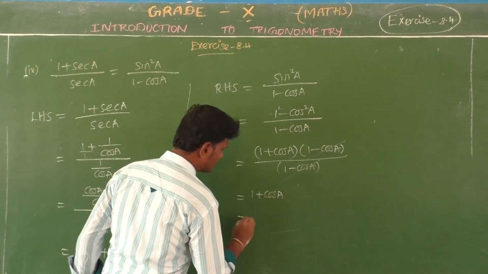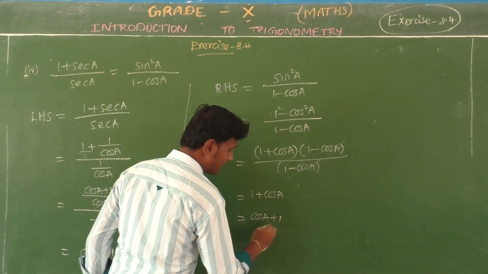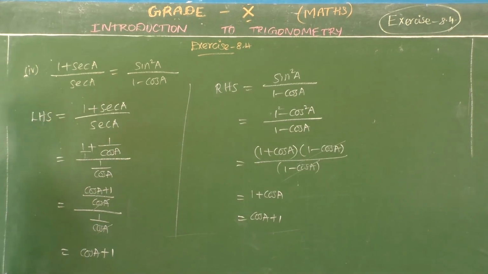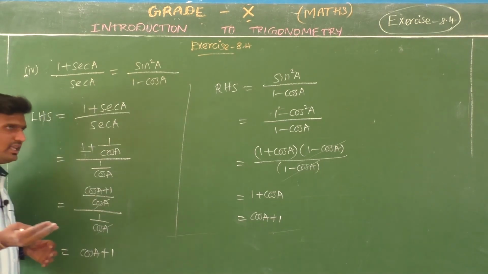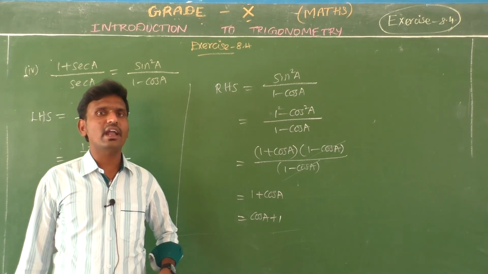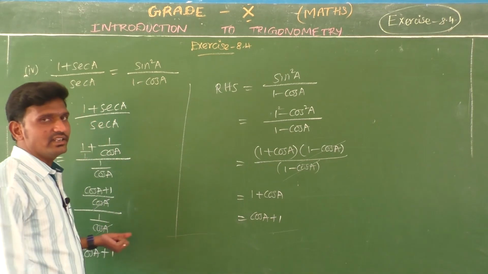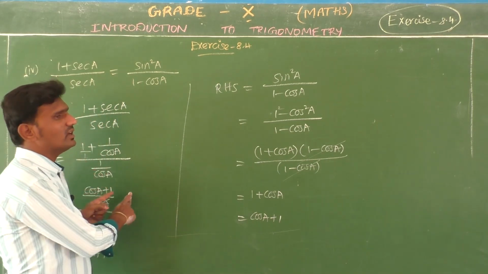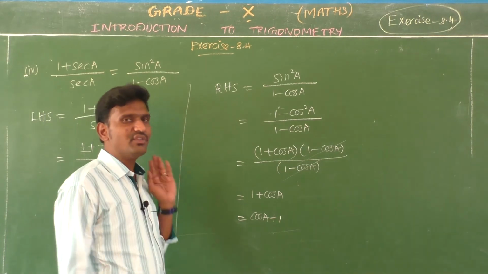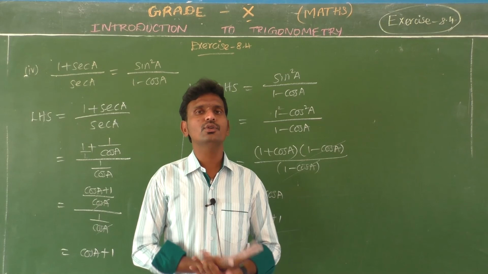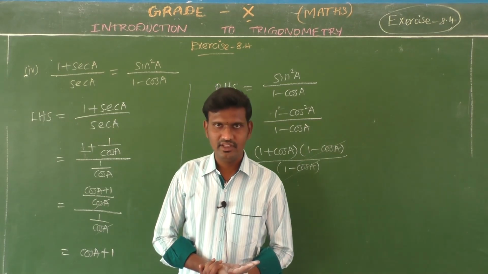Or otherwise we can write it as cos A plus 1, by the commutative property. Commutative means that for two numbers A and B, A plus B gives the same value as B plus A. Yes students, have you got it? So in this question you have to take the left hand side and right hand side separately and prove both to get an equal answer.